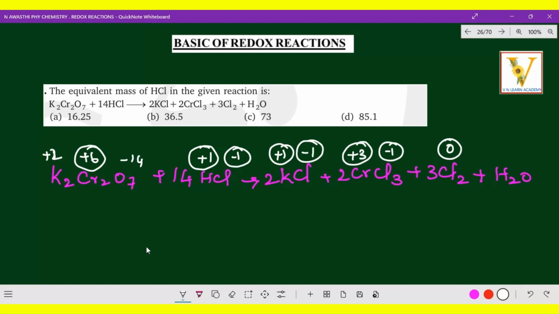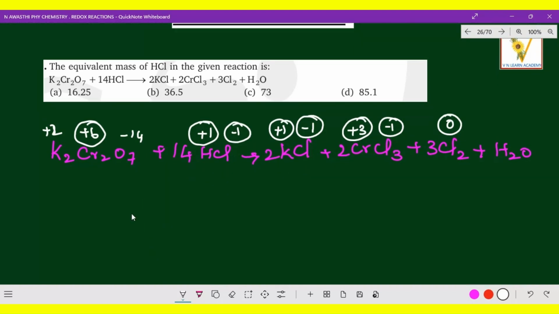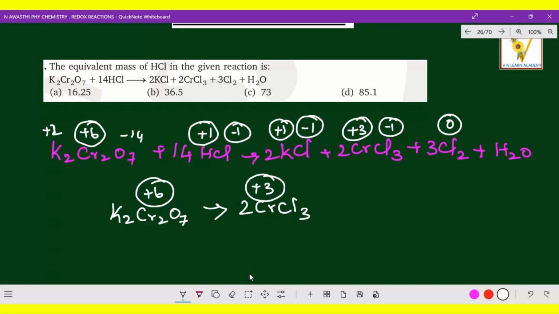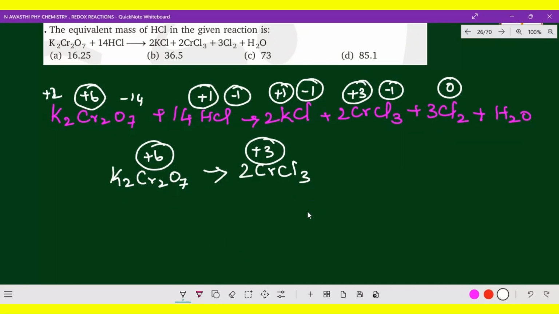Now let us discuss HCl and K2Cr2O7 together. K2Cr2O7 gives 2 CrCl3. This is plus 3 oxidation state and this is plus 6 oxidation state. This is the main thing we can consider. So plus 6 is converted to plus 3, that means each chromium atom goes from plus 6.